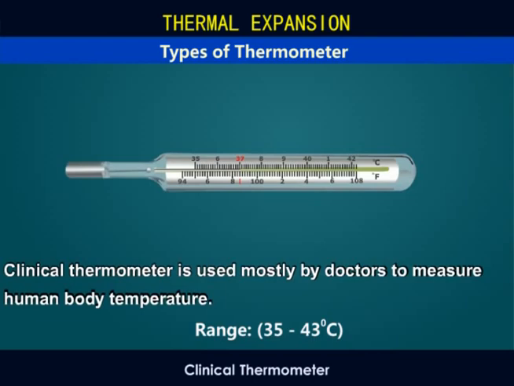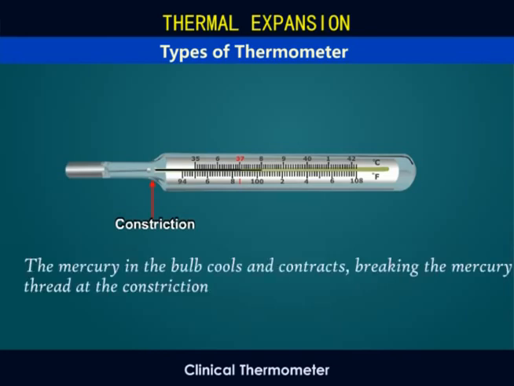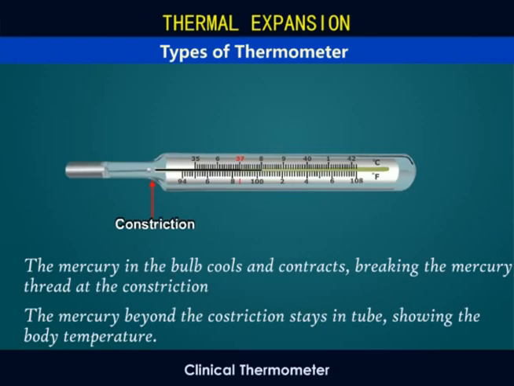The liquid expands and contracts along the capillary bore. The tube has a constriction just below the bulb. When the thermometer is used to take the temperature of a patient, the mercury expands, forcing its way past the constriction. When the thermometer is withdrawn, the mercury in the bulb cools and contracts, breaking the mercury thread at the constriction. The mercury beyond the constriction stays in the tube, showing the body temperature. After the thermometer has been read, the mercury is returned to the bulb by a simple flick.